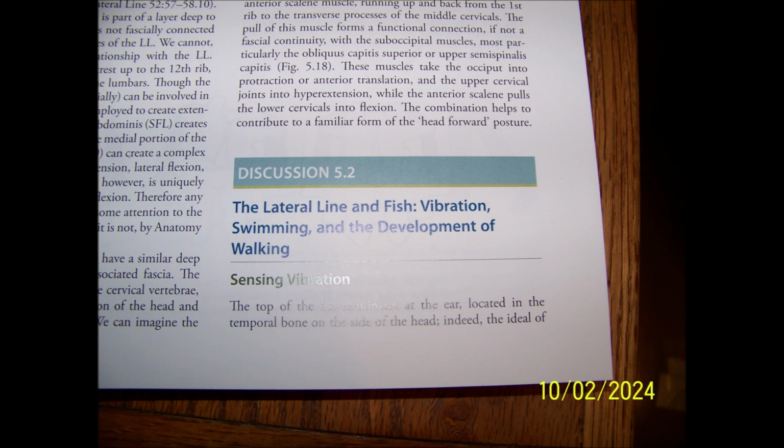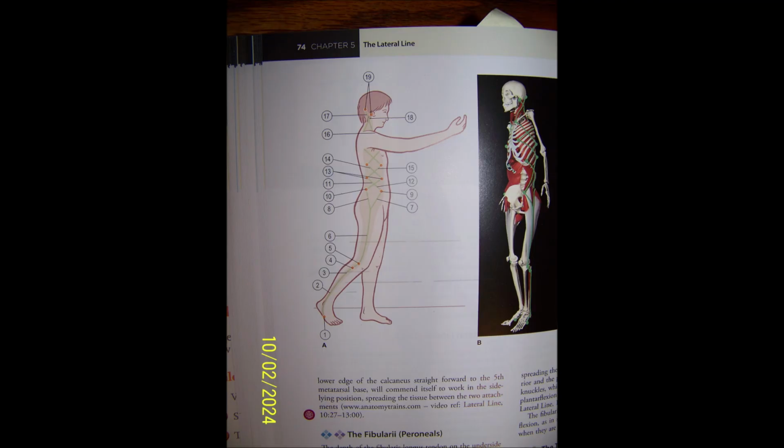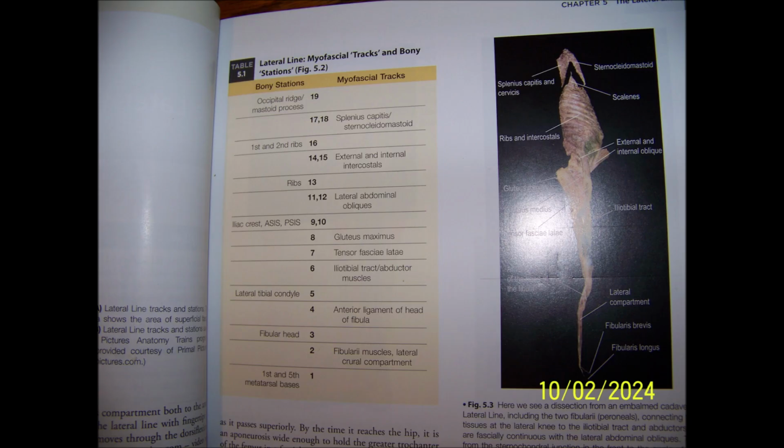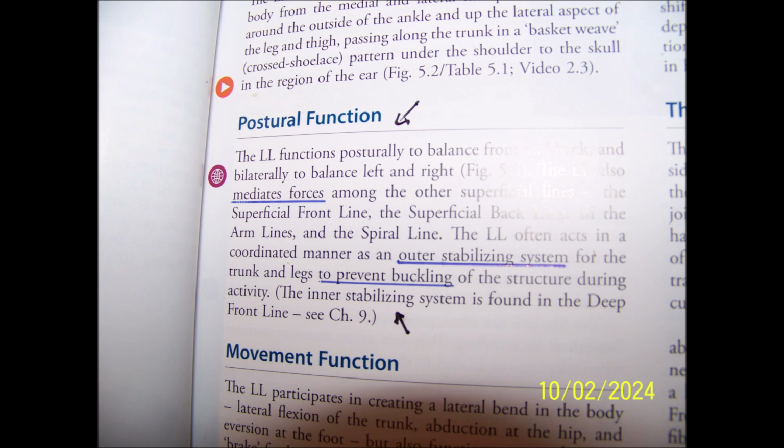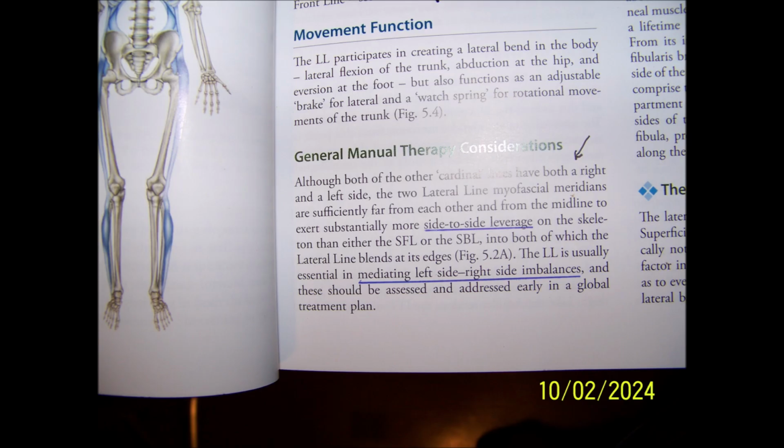But I'll tell you, this book, I highly recommend it. If you're retiring, you need to learn what to maintain. Look at this chart. The bony stations, the tissue, the cadaver, you get the postural, the movement function, very basic outer stabilizing system to prevent buckling problems that I've had. I mean, it's so obvious, okay?